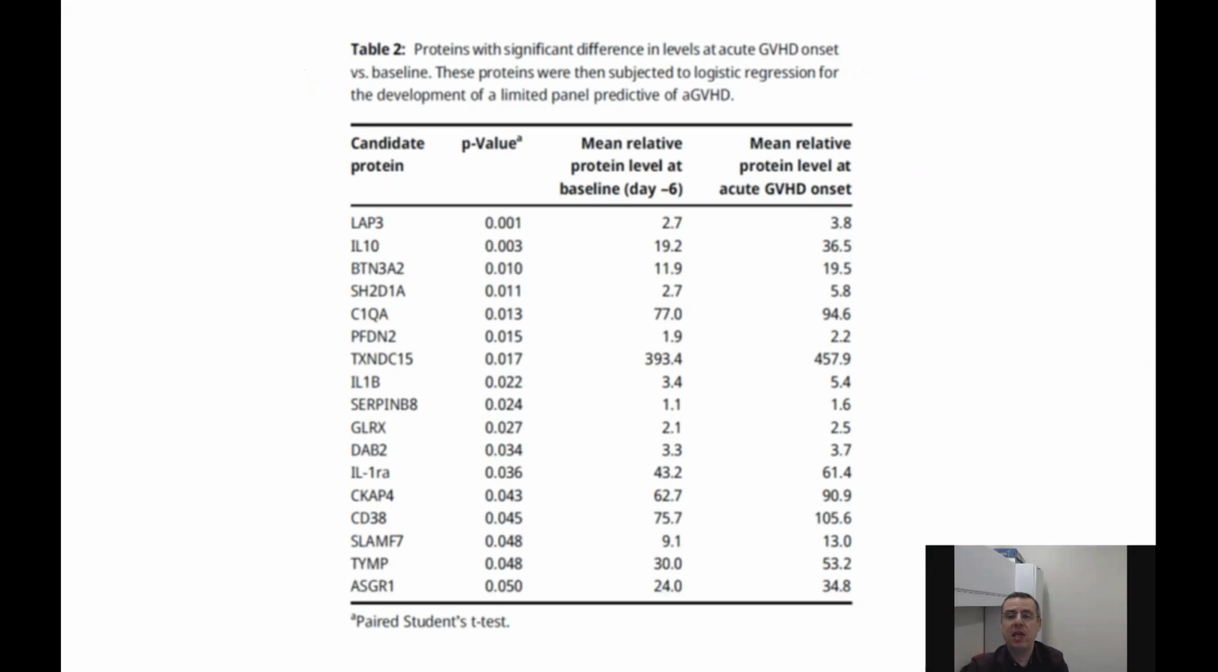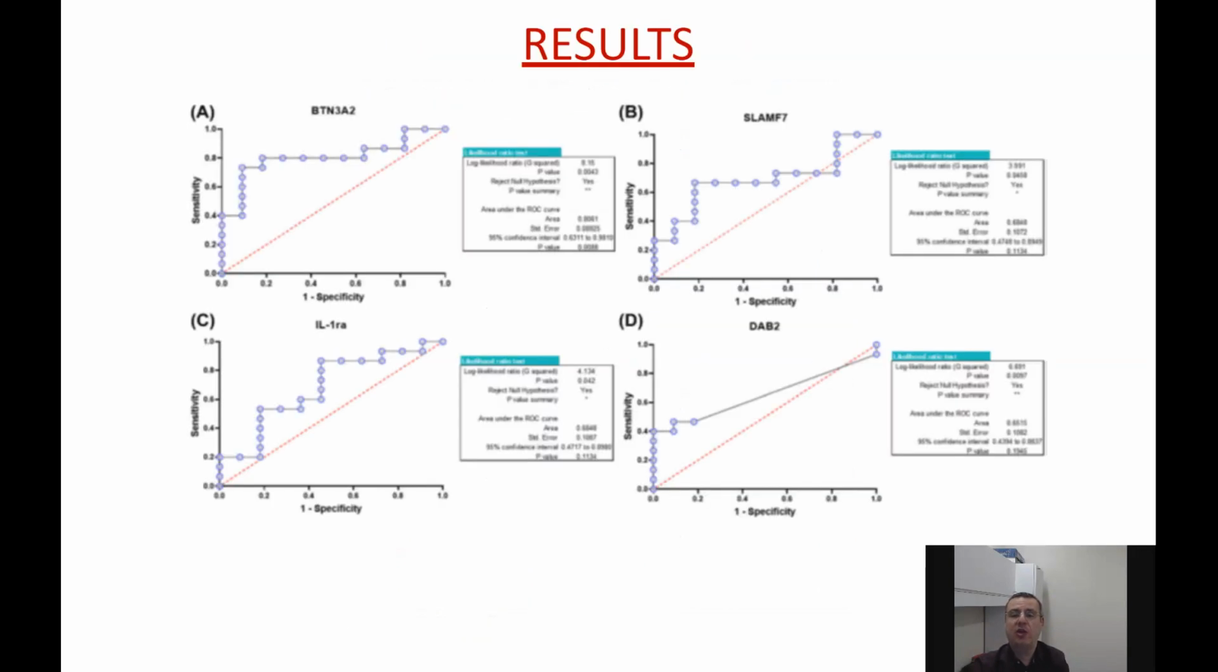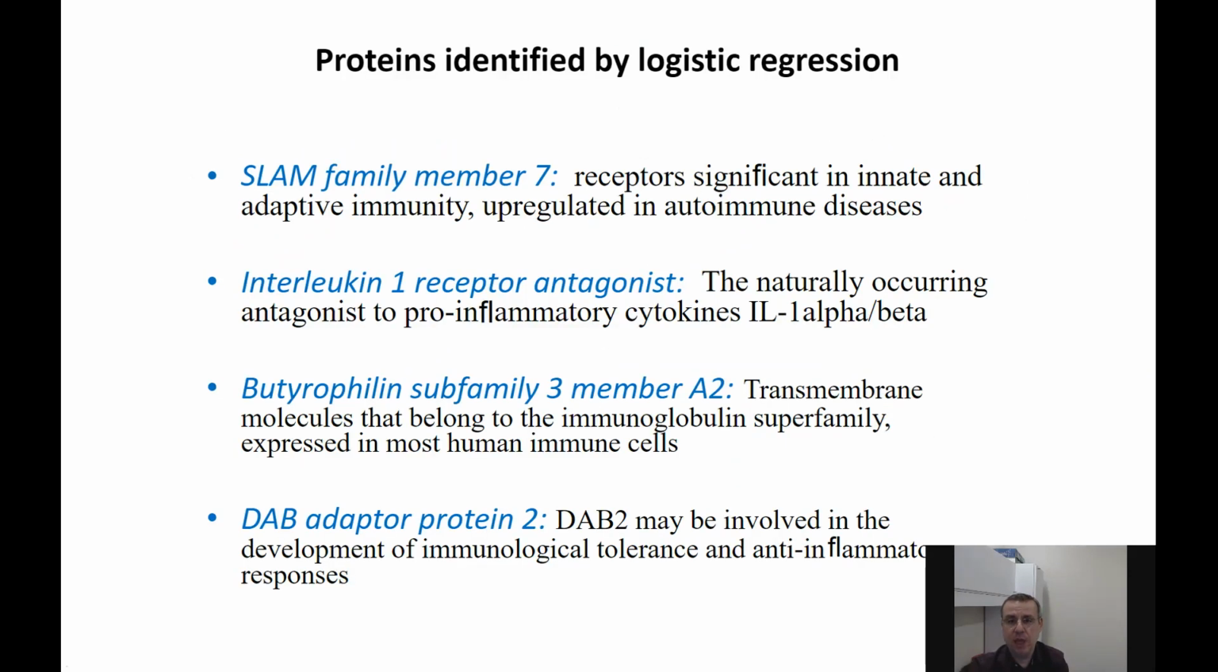And in the logistic regression analysis, which was performed on these proteins that were found to be most significant based on paired student's t-test, we ultimately got these 4 proteins of significance: BTN3A2, SLAMF7, IL1RA, and DAB2. So all 4 of these had a significant predictive value in regards to prediction of onset of acute GVHD.